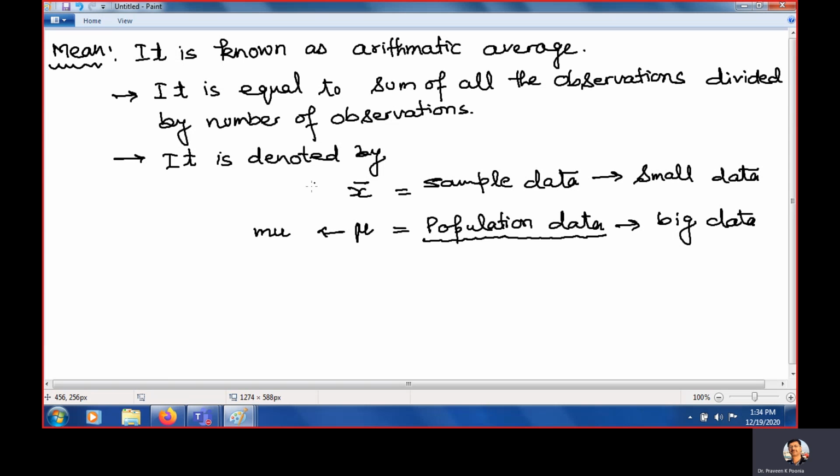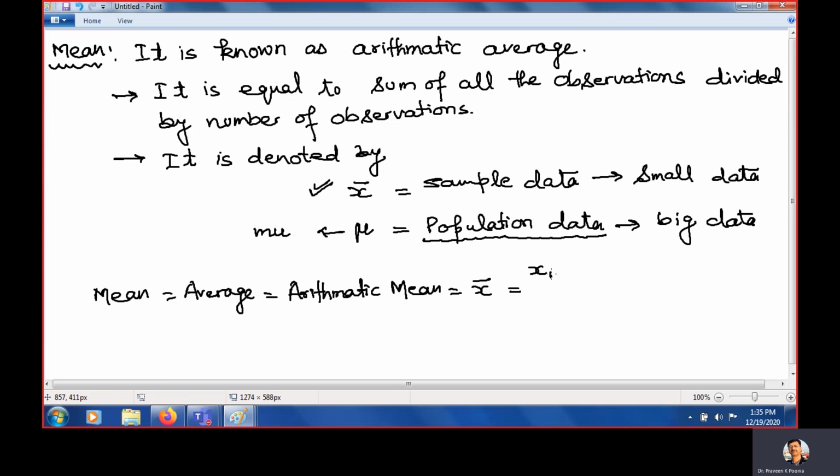Okay, so we are studying only the sample data. So x bar we are going to study. Just remember x bar is the notation for the arithmetic mean. You can call it arithmetic mean, you can call it mean, no problem. Mean or average or arithmetic mean. There are 3 names for this, and all are denoted by x bar.